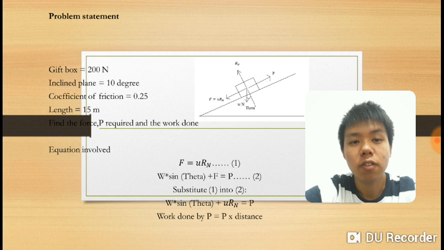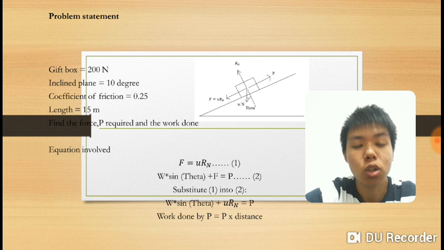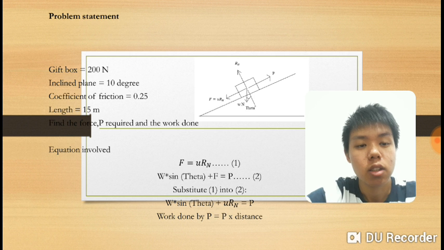The problem statement given is a gift box which is 200 Newton of weight, and the inclined plane is 10 degrees to the horizontal, and the coefficient of friction between the gift box and the plane is 0.25. The length of the plane is 50 meters. In this project, we are required to find the force P to pull the gift box up the plane and the work done. The equations involved are mentioned in the equation below.